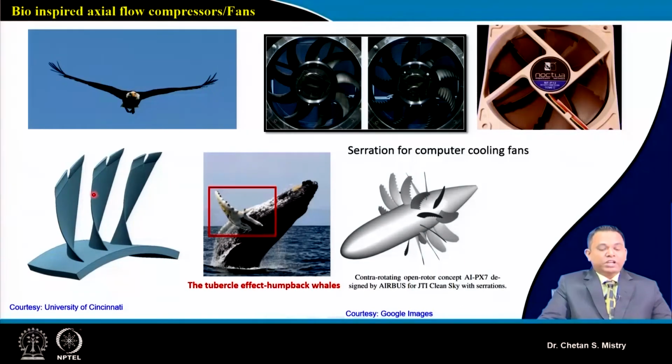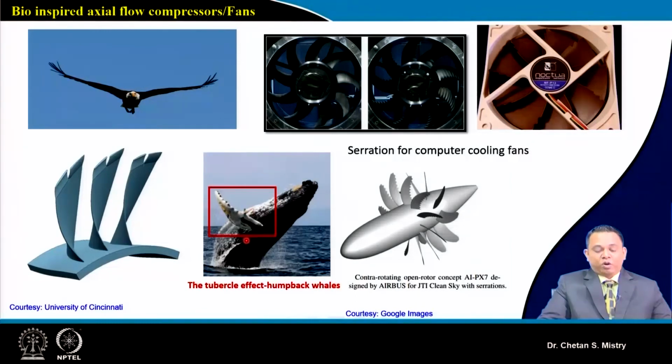The same logic has been applied at the University of Cincinnati for the development of a compressor rotor blade. They have split this blade in two halves, and by doing so they are able to improve the performance in terms of operating range. Basically, how we manage our flow in the tip region is very important.